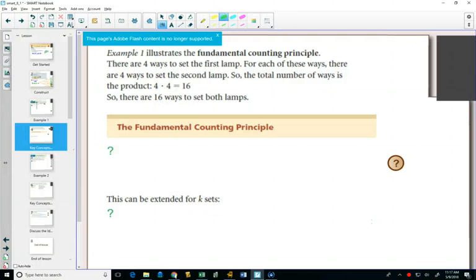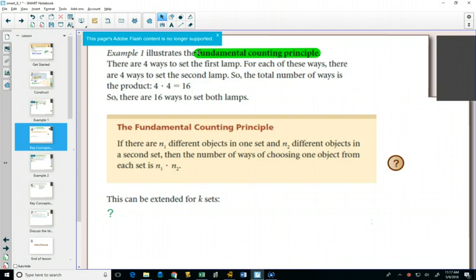And this idea that we've been using with spaces for our decisions and number of choices in the spaces is called the fundamental counting principle. Now, in words, the fundamental counting principle looks like this. If there are n1 different objects in one set and n2 different objects in a second set, then the number of ways of choosing one item from each set is n1 times n2.